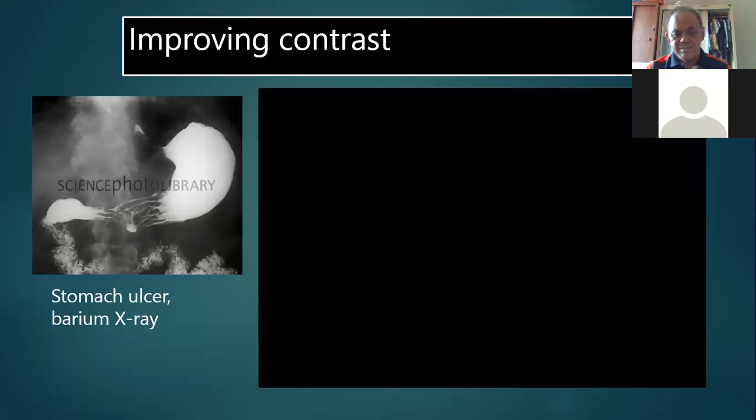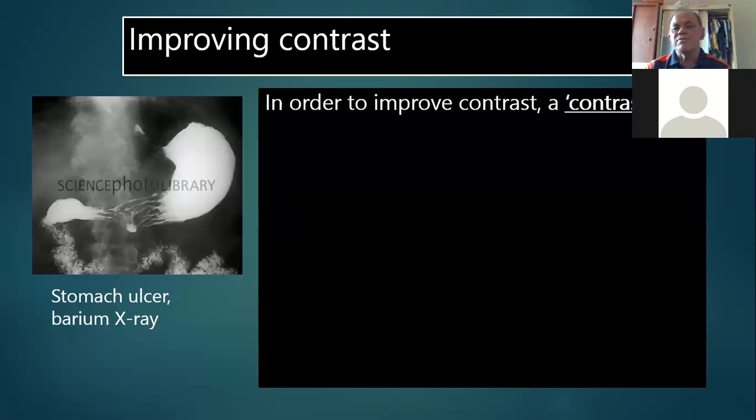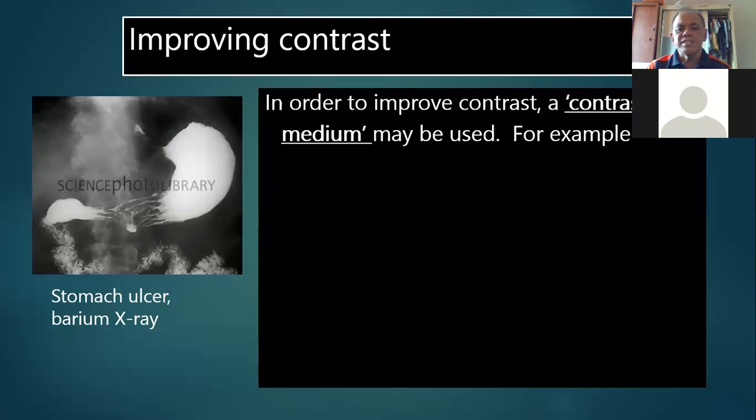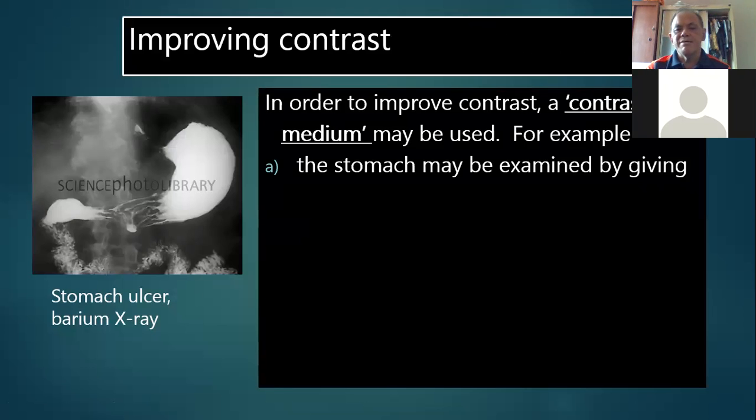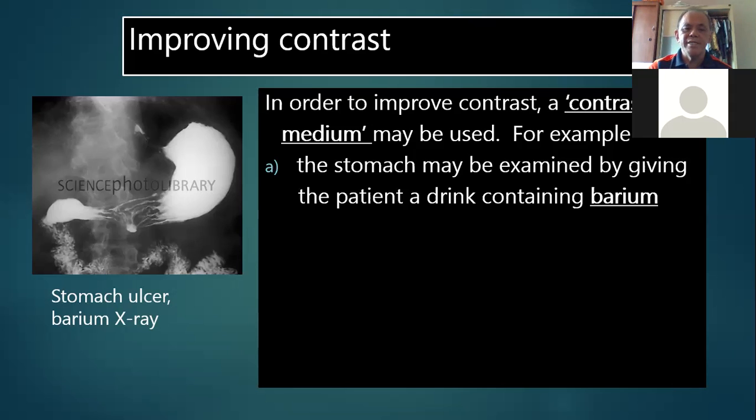Improving contrast. In order to improve contrast, a contrasting medium may be used. For example, the stomach may be examined by giving a patient a drink of barium sulfate.